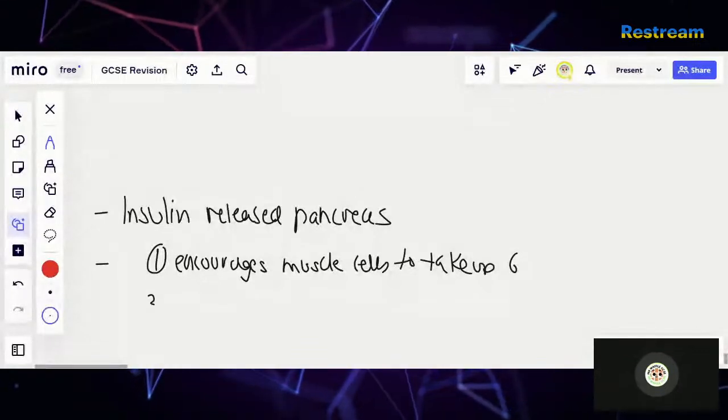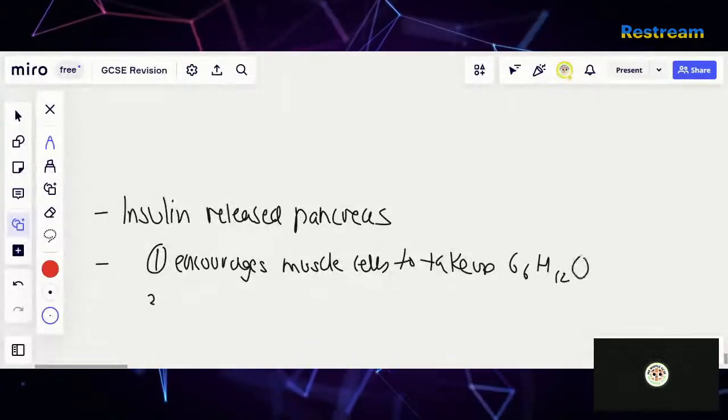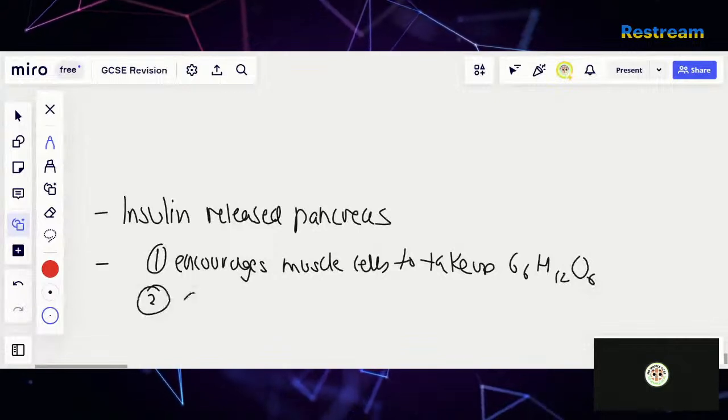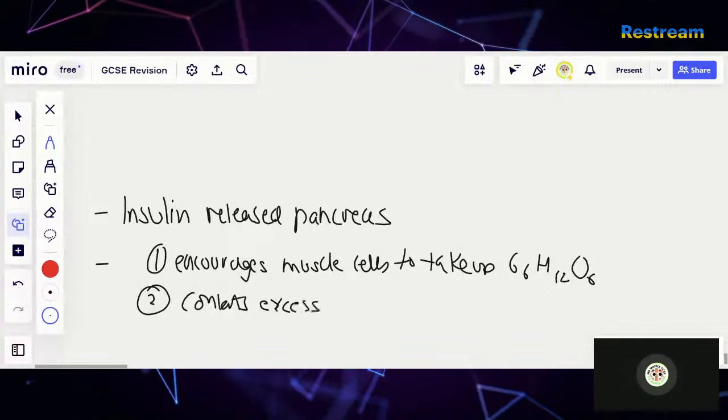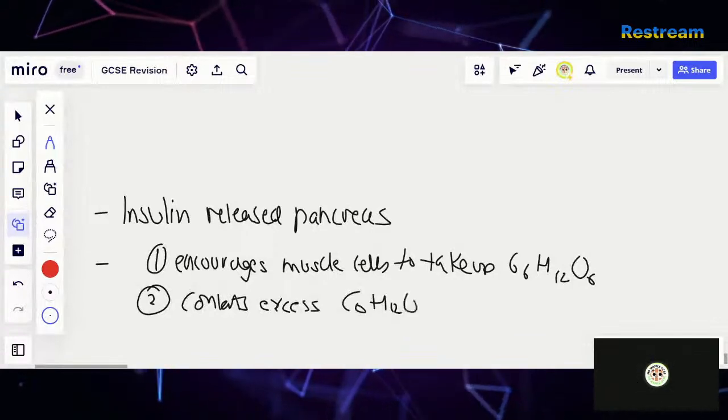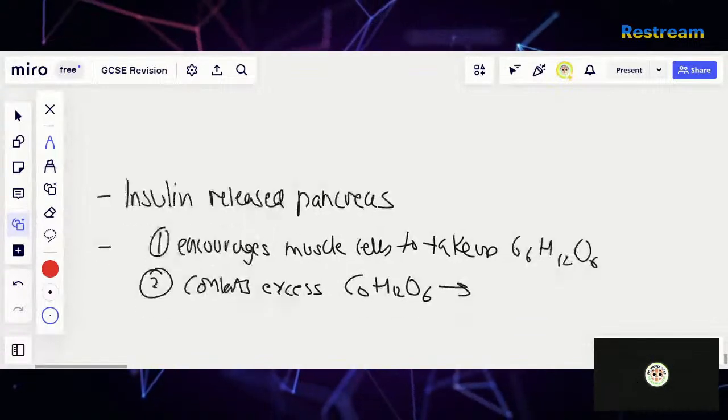And the second thing is that it converts the excess glucose into glycogen.